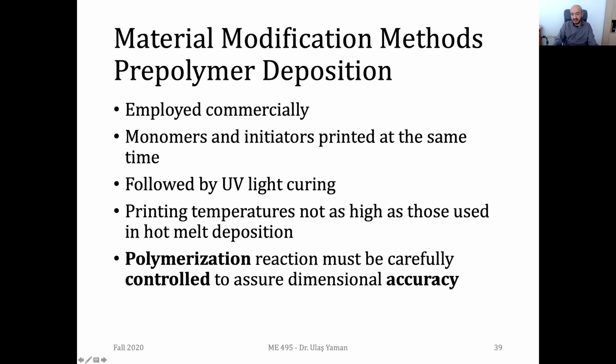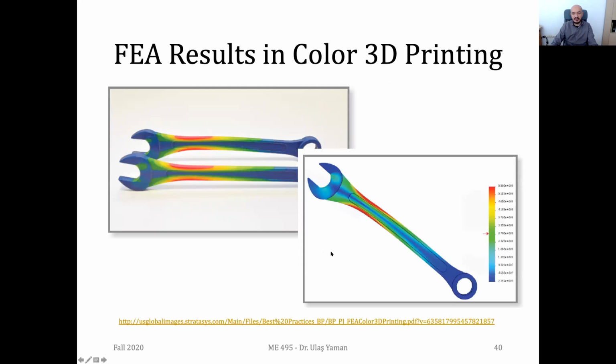For accuracy, you need to be controlling this polymerization reaction. Otherwise, some of your regions may not be polymerized, and you will have less dimensional accuracy. Even with this type of printers, you can have some colored products, as you see. You may directly print your finite element analysis results.